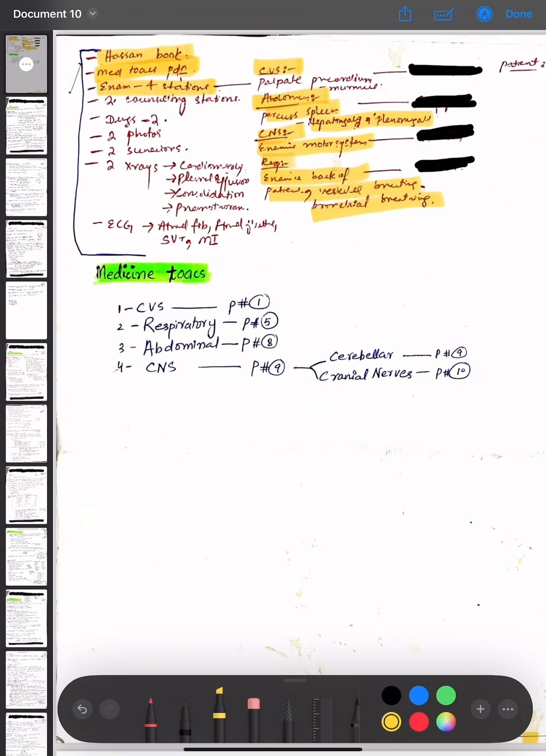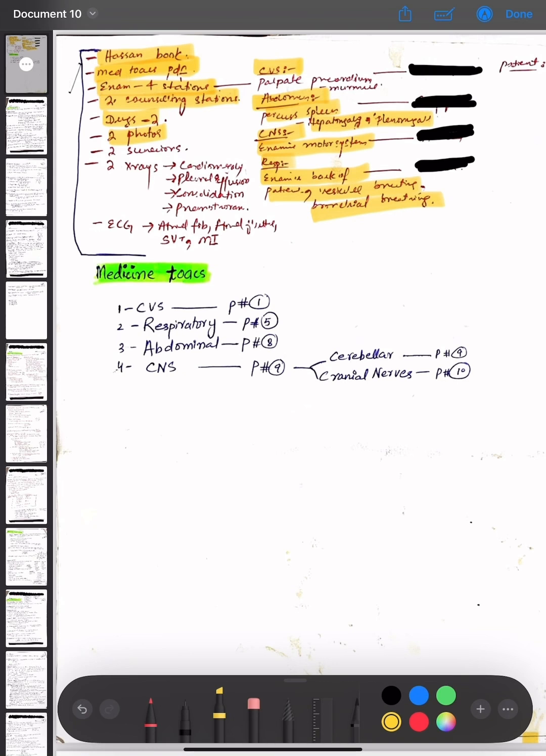Then we have counseling stations. The counseling stations are usually from the dermatology and the psychiatry portion. So we should learn the dermatology and psychiatry units from the medicine book for these counseling stations especially. Then we have some drugs that we have to identify, and we have to write the indications, contraindications, and uses. Then there are some photos of important or common diseases, for example, Down syndrome, etc.